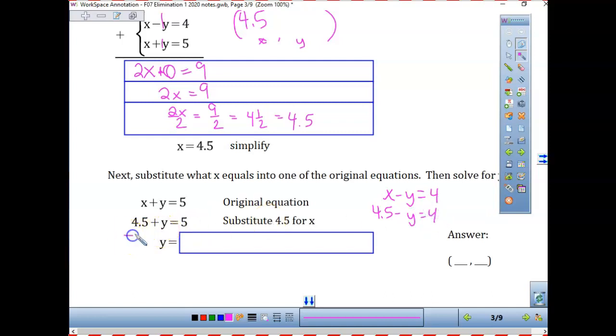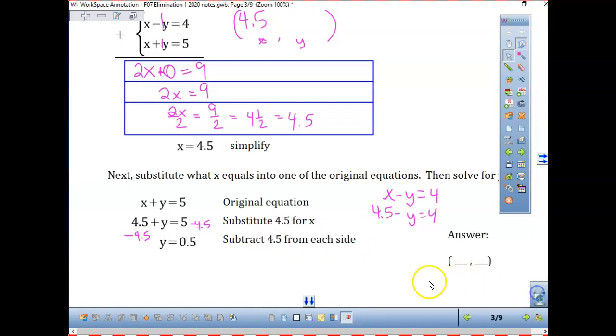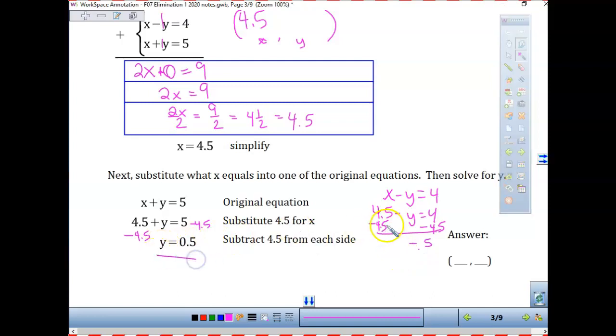Well, to solve this, we're going to do what? Subtract 4.5 from 5. 5 minus 4.5 gives us 0.5. What if I was doing it on this side? We get subtracting 4.5. What's 4 minus 4.5? That would have been a negative 0.5. Oh, we got a positive here. What is the y?